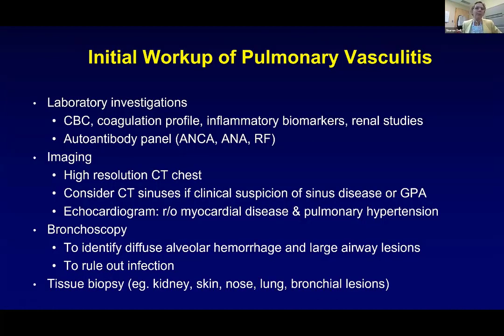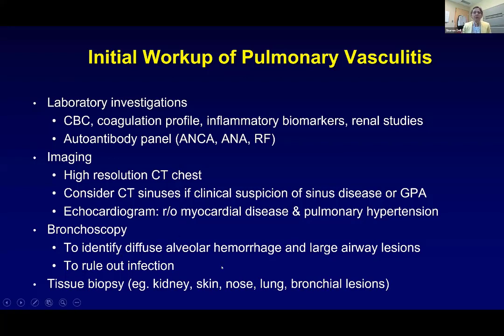So the initial workup of pulmonary vasculitis, of course, includes CBC and coagulation profile, doing an inflammatory biomarker workup. Renal workup is very important, and autoantibody panel. A high-resolution CT of the chest is very helpful for looking for lung disease. You should consider CT sinuses if there's a clinical suspicion of sinus disease, or if you think the diagnosis is GPA. And you should do an echocardiogram to rule out myocardial disease and pulmonary hypertension.